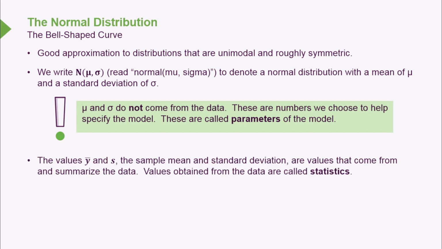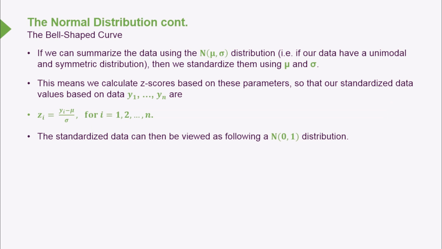The values y bar and s, the sample mean and the sample standard deviation, are the values that come from the data. These are called statistics. So just to summarize, parameters are things that do not come from the data. They're basically values that correspond to the population. Statistics are values that we calculate from the sample to try to summarize the data. So let's look more at the normal distribution.